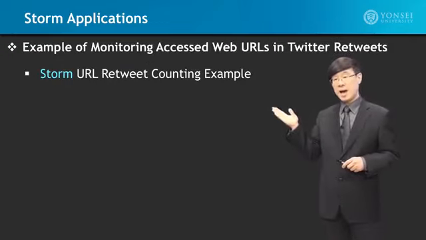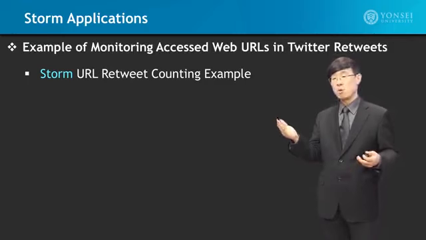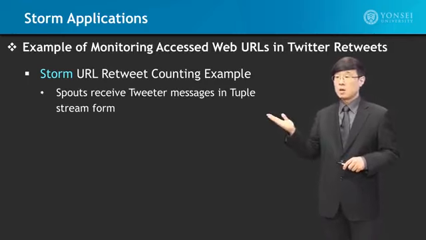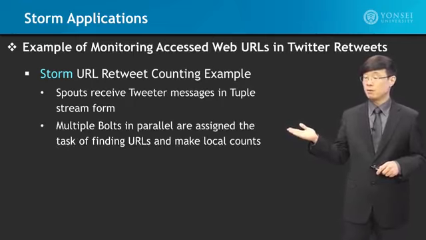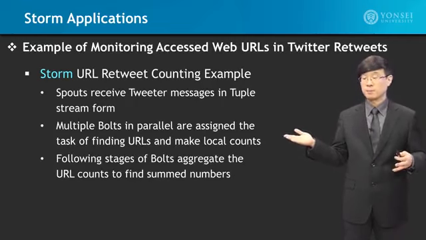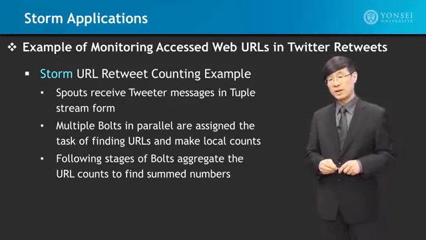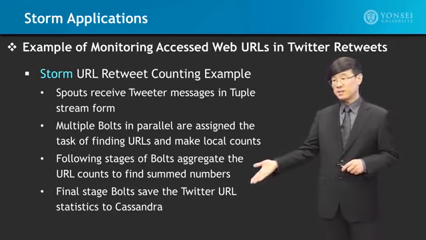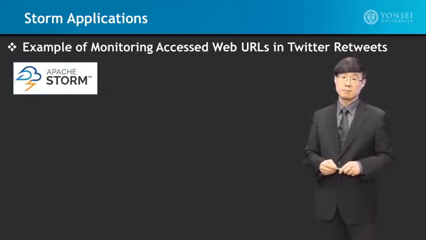So let's see how Twitter changed to Storm and did this process in a more effective way. Here, Storm will receive Twitter messages in tuple stream form, and multiple bolts in parallel are assigned the task of finding the URLs and counting. The following stages of bolts aggregate the URL counts to find the summed overall final numbers. The final stage bolts will have the Twitter URL statistics saved to Cassandra.